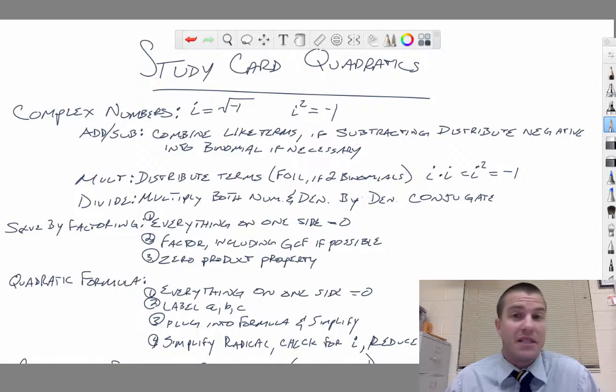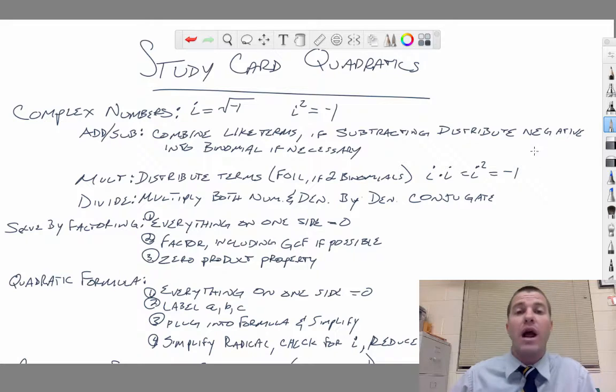For adding and subtracting, it's the same as just combining your like terms with variables. But remember, if you're subtracting a binomial, you need to distribute the negative into that binomial and then combine your like terms. Multiplying, all you're doing is distributing the terms. If it's two binomials, remember to use the FOIL or distribute twice. And when you have an i term times an i term, it's going to become i squared, and then that's when you replace it with -1. And basically that term changes sign and you get rid of the i squared.